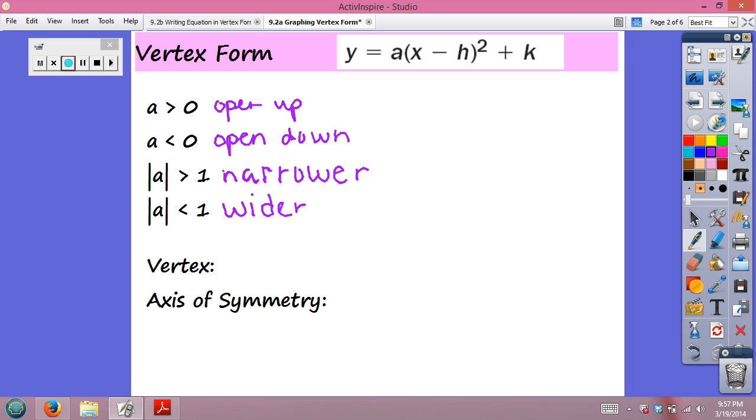So from vertex form, the coordinates of our vertex is going to be (h, k). Now I want you to notice in our equation, h is negative by default, but when you have the vertex coordinate points, it's a positive h. So remember that when we're graphing later. And then the equation for the axis of symmetry is just x equals h.